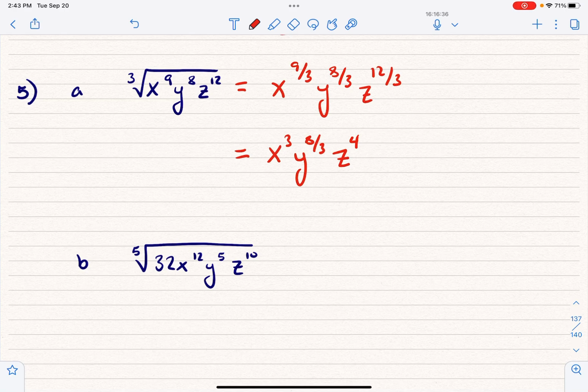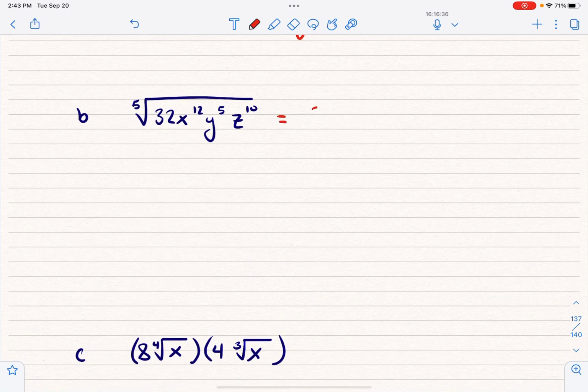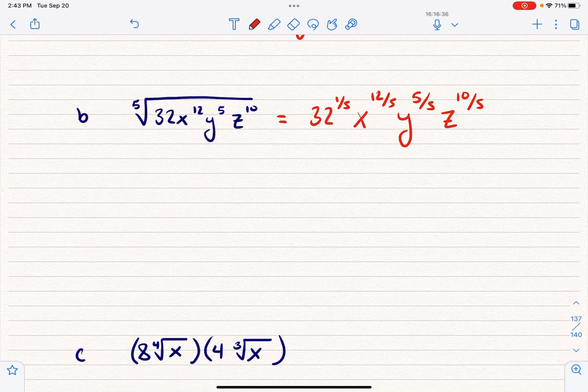The next problem is exactly the same, okay? You say, well, this is the same thing as 32 to the 1/5, x to the 12/5, y to the 5/5, and z to the 10/5. Now, the fifth root of 32 is 2, because 2 times 2 is 4, times 2 more is 8, times 2 more is 16, times 2 more is 32. So that simplifies down to a 2.